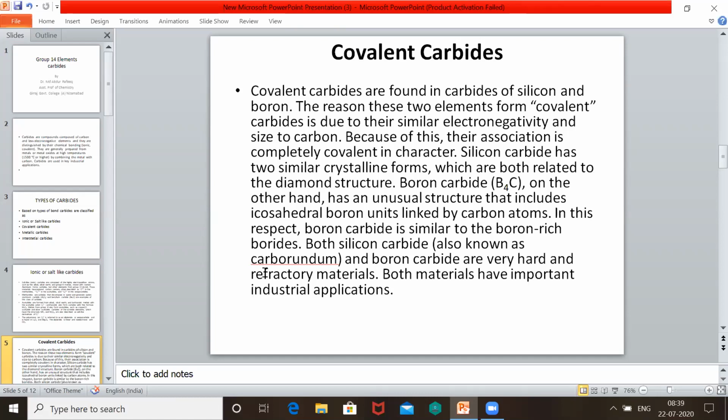unusual structure, that is isocahedral boron units linked by carbon atoms. In this respect, boron carbide is similar to boron-rich borides. Boron carbide, B4C, is known as carborundum. It is used as refractory material.